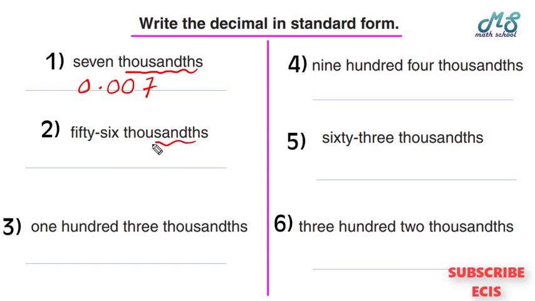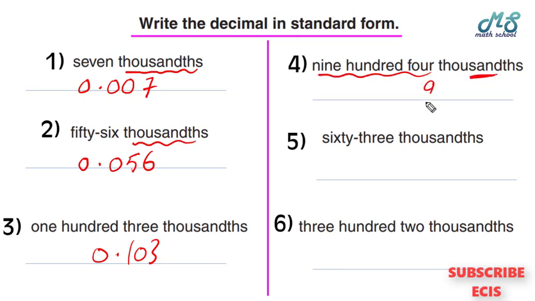56 thousandths. Ask yourself, just write 56 and insert the decimal point after 3 digits from the right. So you have to insert 1 zero, so we get 0.056. 103 thousandths. Just write 103 and insert the decimal point after 3 digits from the right. 904 thousandths. Look, thousandths, so we have 3 decimal places. Just write 904 and insert the decimal point after 3 digits from the right. 63 thousandths. Just write 63. So you have to insert 1 zero to insert the decimal point after 3 digits from the right.